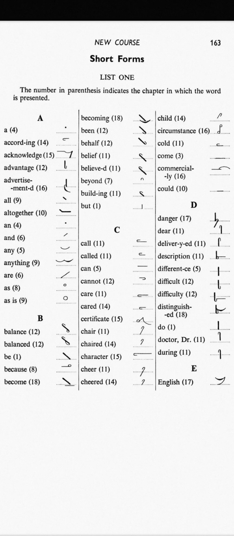Hello students, after completion of the 18th chapter of this book, these are the three lists of short forms: list 1, list 2 and list 3. Let's start with list 1 of short forms. The number in parenthesis indicates the chapter in which the word is presented.